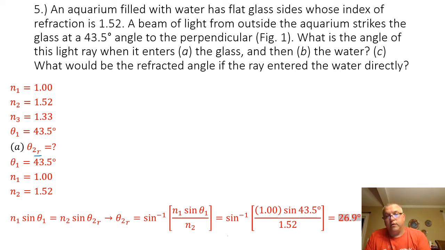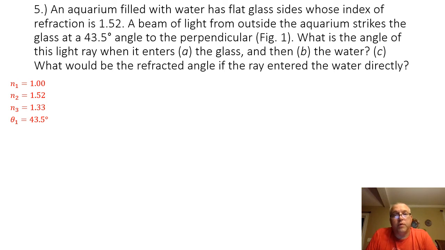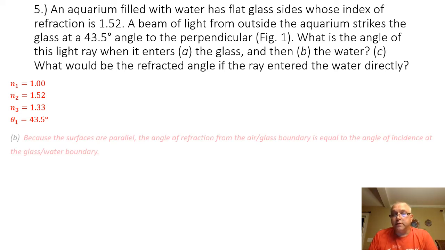Plugging my known values into that equation will give me an angle of refraction into the glass of 26.9 degrees. Part B of problem 5 asks us to find the angle of refraction into the water. So both of the surfaces, or both sides of the glass, are parallel to one another, and because both of those interfaces are parallel to each other, I know that the angle of refraction from the air-glass boundary is going to be equal to the angle of incidence at the glass-water boundary.